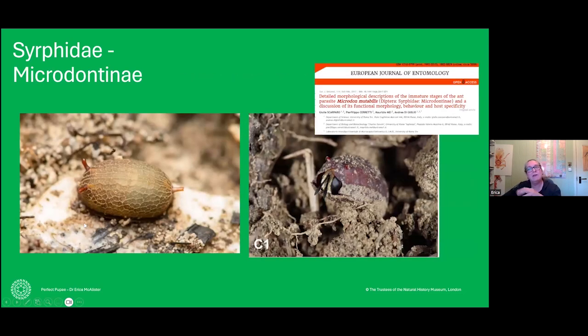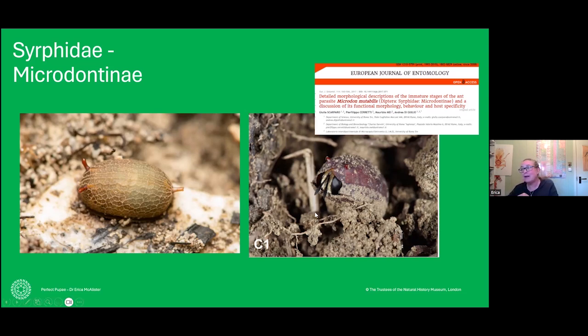This is a rather beautiful pupa, the Microdons, and these are found in ant nests. They have a really good paper here. There's detailed morphology of Microdon mutabilis. What I still think is quite amazing about this is you cannot split the adults on their identification, but you can on the larvae and the pupae. So it's showing us how important a lot of these characteristics on the pupae really are.